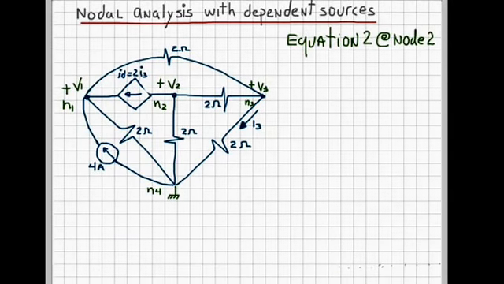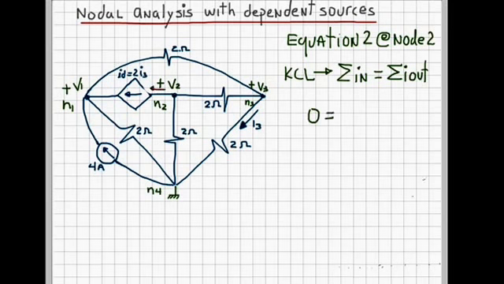Now we're going to find the second equation at node number 2, and then we write Kirchhoff's current law, stating that the current going in is equal to the summation of current going out. And so there are no currents going in, so 0 is equal to I sub d, this goes out, plus V sub 2 divided by 2 plus V sub 2 minus V sub 3 divided by 2.